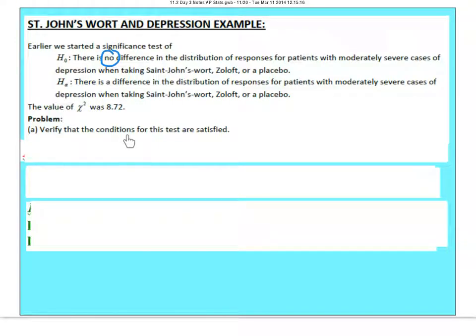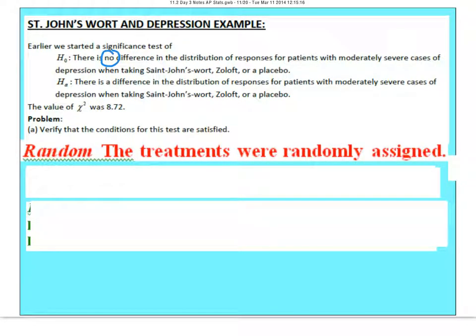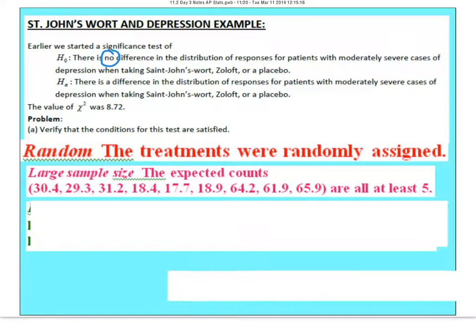Let's first verify the conditions for the test have been satisfied. So this is an experiment, and in this case, the treatments were randomly assigned, so we're fine. I do recommend, as you would run the test on here and then go look at your expected counts in matrix B, if you write them all down, you're going to see that these were all of the expected counts. You need to list them out and say that they are at least 5. Now be careful, this says at least 5, which includes 5 or greater.